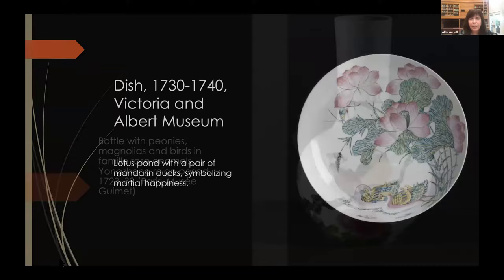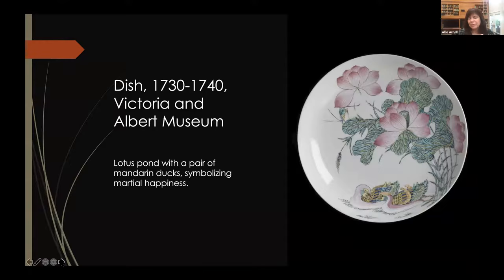And another, I want to just feed your eyes for a couple minutes and then we'll be almost done. But here, this is a nice example because you can see the change in lights to darks here, and you can also see that in the other colors as well. This is really a lovely plate, a lotus pond with a pair of mandarin ducks, right? Symbolizing marital happiness.